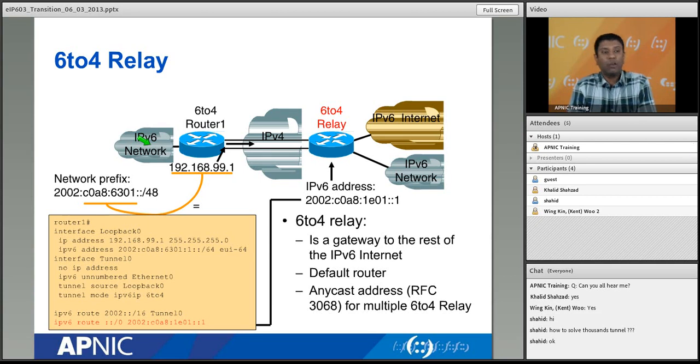Then what they will do, apart from that, is a simple configuration: they just add a static IPv6 route, ::/0. It means everywhere they want to go, apart from the 6to4 site, which is 2002. They will use 2002 and then this 32-bit, which is actually converted from that Anycast address loopback you just convert to binary and then put here.